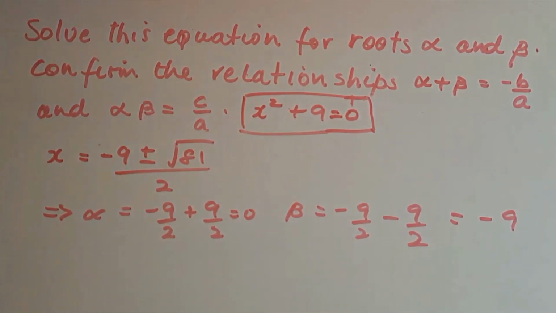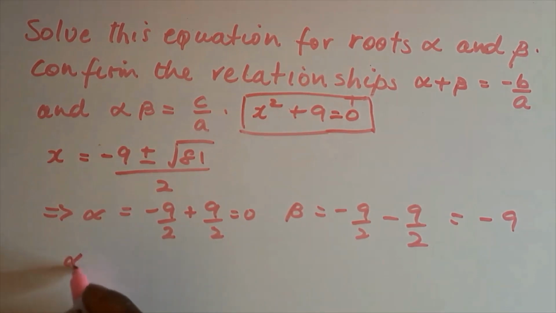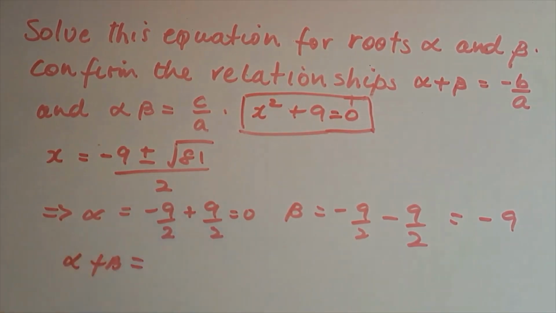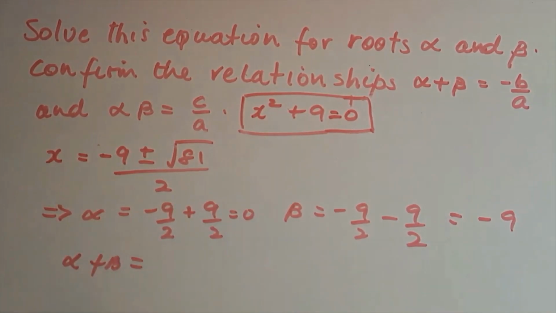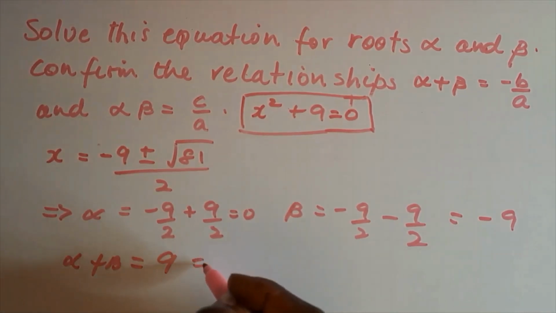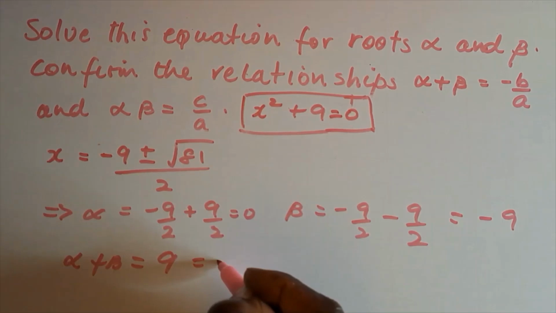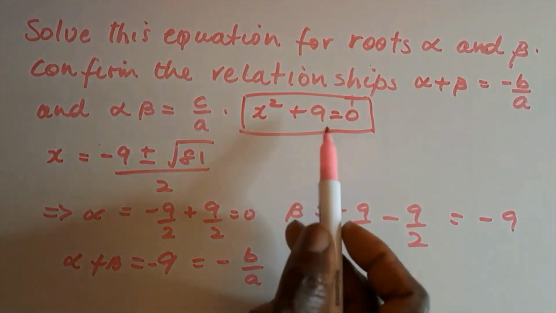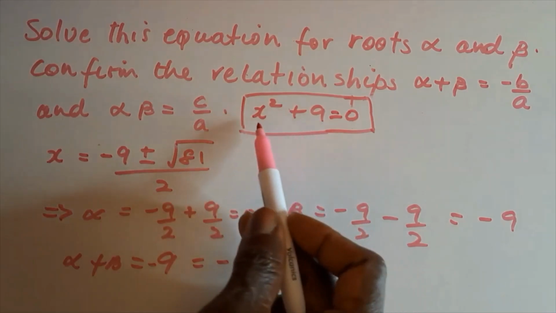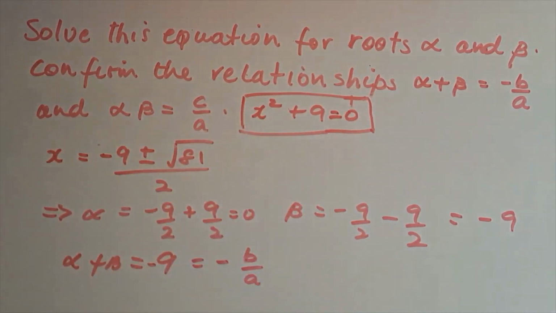Now we need to confirm the relationships. Alpha add beta is 0 add minus 9, which is minus 9, and this is equal to minus b over a. Minus b is minus 9 over 1, which is minus 9.